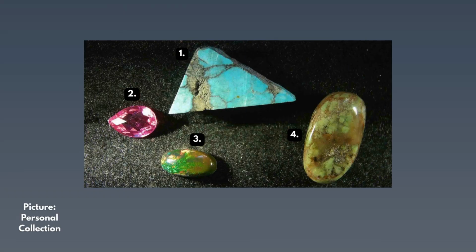These are some various shaped stones. So number 1 is a cut stone, it's a turquoise. Number 2 is a faceted spinel. Number 3 is an opal cabochon. And number 4 is a polished nunderite.